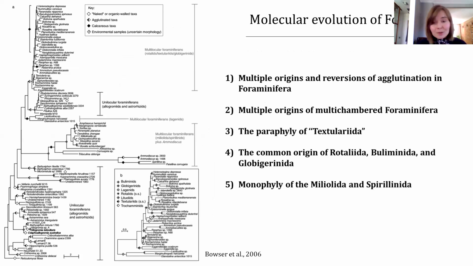Of course, I don't expect you to analyze it in detail, but what information can we get from this? The first thing is multiple origins of agglutination in foraminifera. So it means that agglutinated forams evolved independently several times during the evolution of this group. The same applies to multi-chamber foraminifera. They originated at least twice during foram evolution.